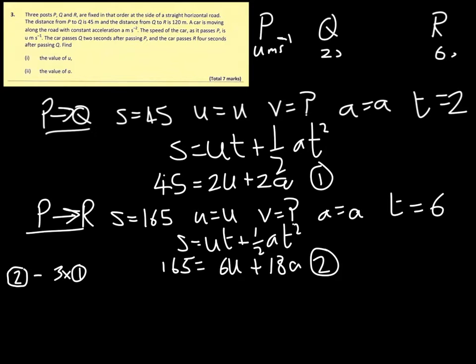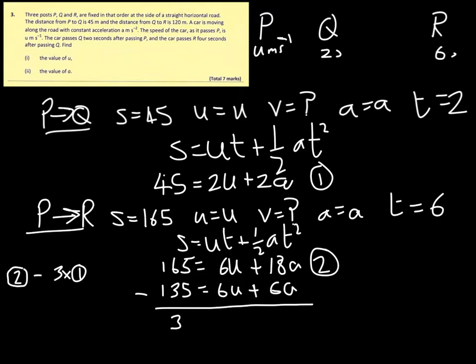Okay, so I'm going to use equation 2 as it's written there. I'm going to be a little bit lazy on it. Equation 1 times 3. So 45 times 3 is 135. That equals 3 times 2u is 6u, and 3 times 2a is 6a. Right, and I'm going to be taking those things away.